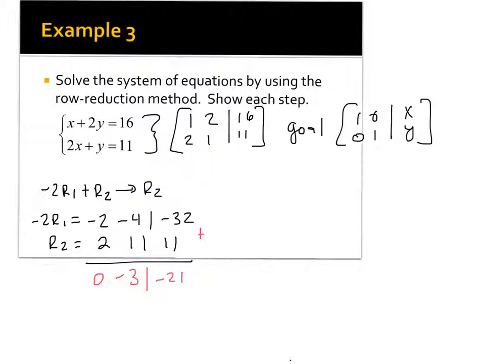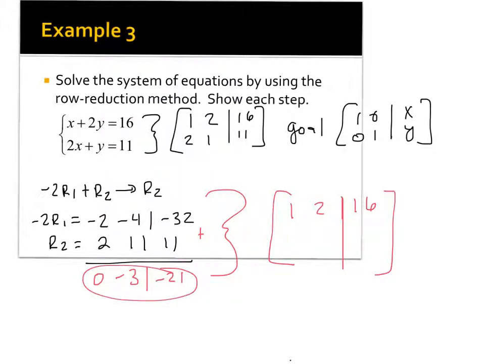So then that's going to turn into, with this step, row 1 doesn't change even though I used it to manipulate, right? And then I take this piece and that's my new row 2, 0, -3, and -21.